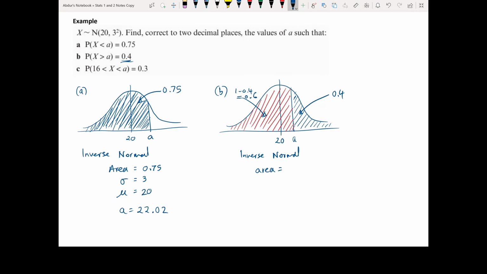So we can then go and use this left-hand side area, since the calculator only does the area to the left of a value. So the calculator input here is 0.6, sigma is equal to 3, mu is equal to 23. And when we put those values into our calculator, it gives us a value for A in this case of 20.76.